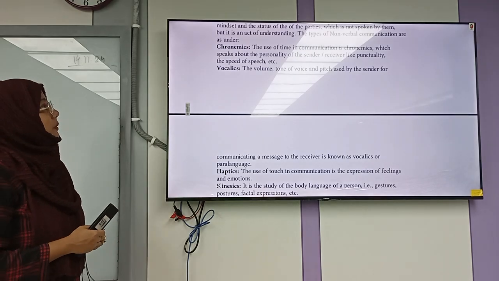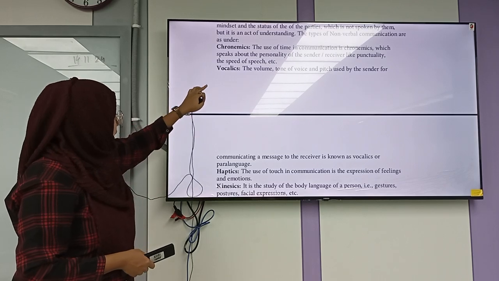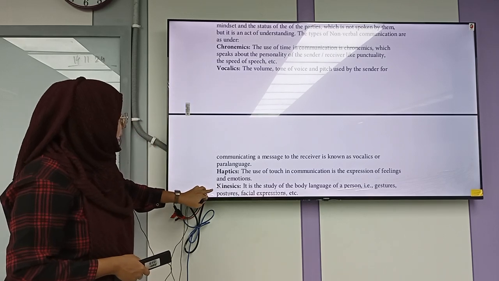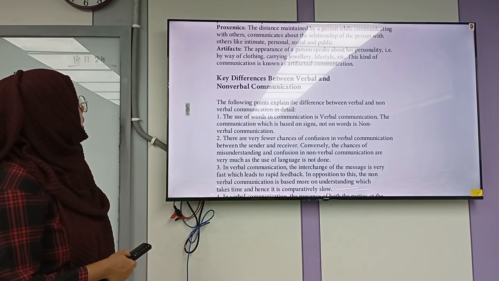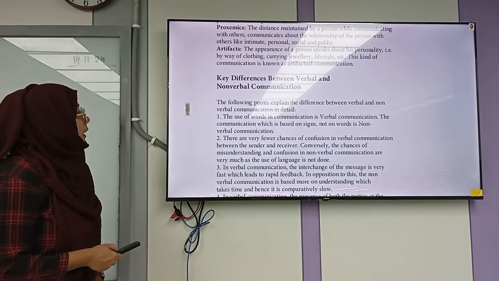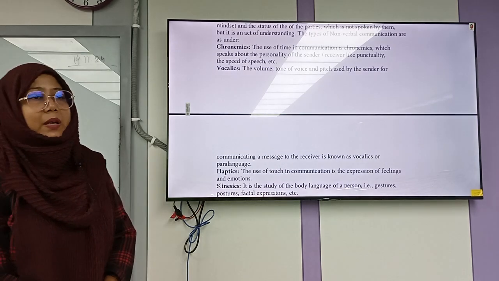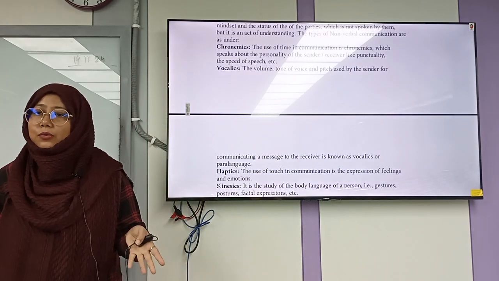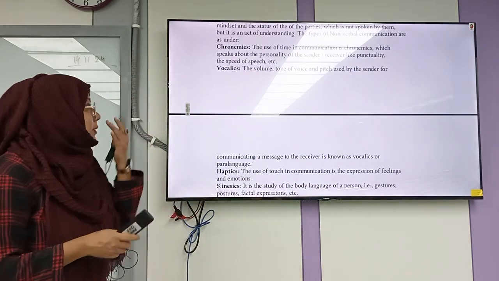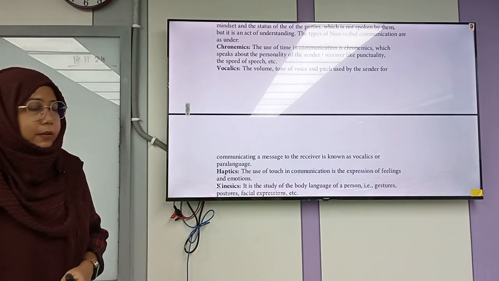The types of non-verbal communication are as under: chronemics, vocalics, haptics, kinesics, proxemics and artifacts. So the first one is chronemics. Chronemics is related to chronology. Chronologically means it is related to time, right? Chronology means time. So the use of time in communication is chronemics.